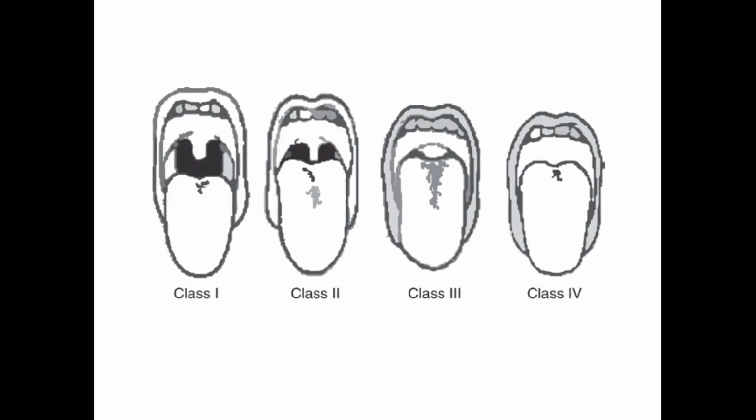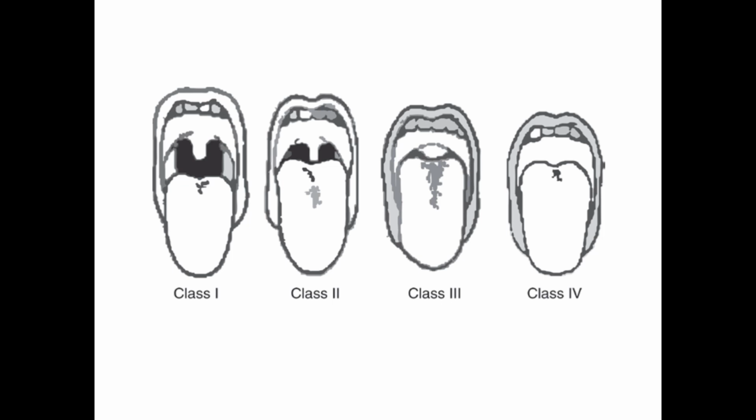This picture shows you the Mallampati classes. In class 1 we can see the patient's full uvula, also soft palate and hard palate, while in class 2 we cannot see the tip of the uvula but we can still see the uvula, soft palate, and hard palate. In class 3, we can see only the soft palate and hard palate.